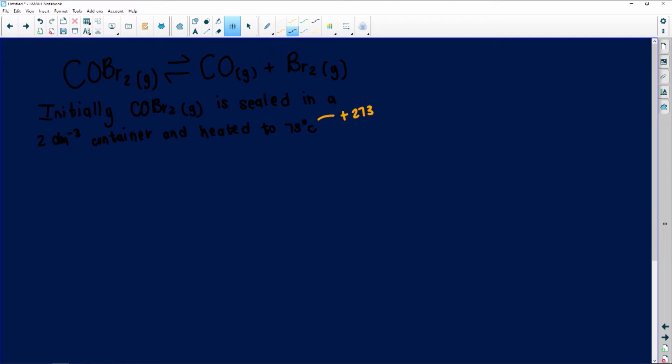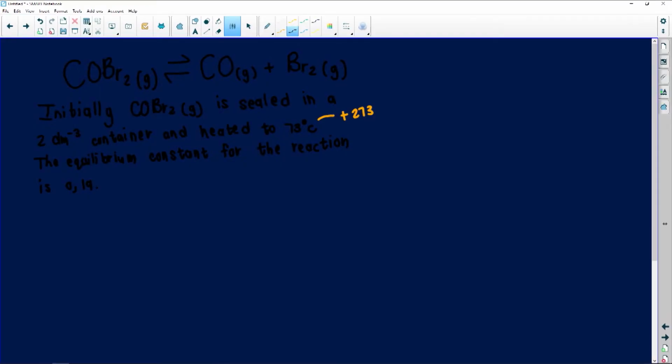And now they're telling us something nice. They're telling us that the equilibrium constant for the reaction is 0.19. Now we have to work backwards. Another thing, when we talk about chemical equilibrium, there are 3 ways in which they can ask you a question.